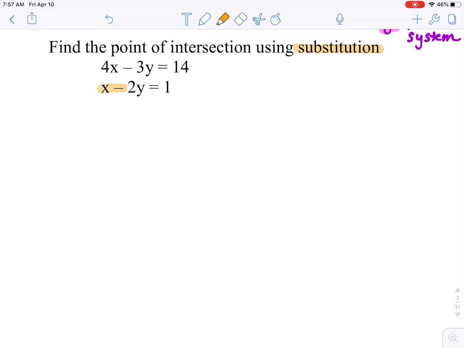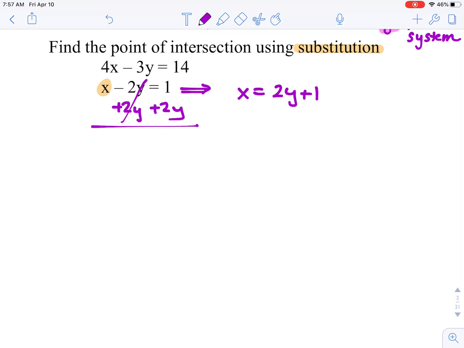For substitution, it's easiest to take one of your equations and solve for a letter. So in this problem, let's take the second equation and let's add our 2y over and get our x by itself. So we get x equals 2y plus 1.